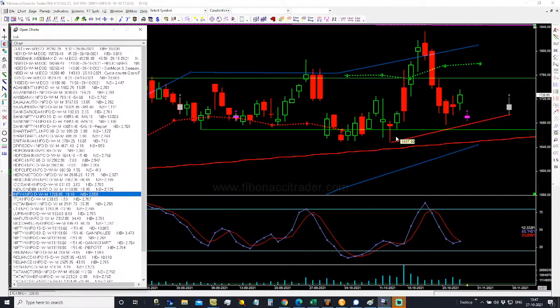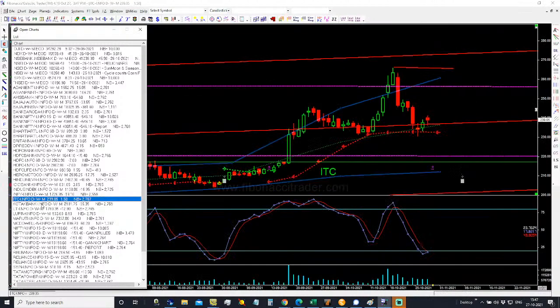To my mind, below this, it will be bearish. If it is not below this, I think it has potential for maybe the 1800 or 1850 zone. So there has to be some balancing out. ITC I already covered.